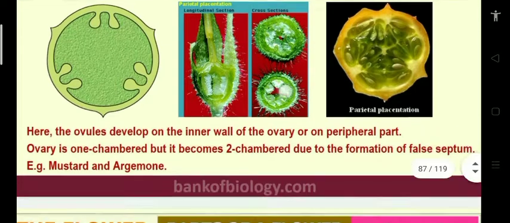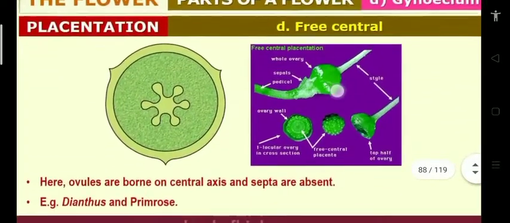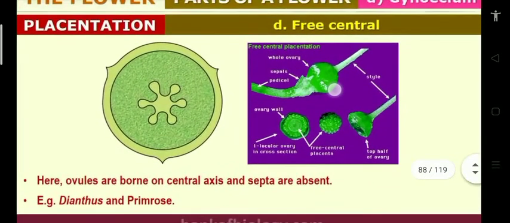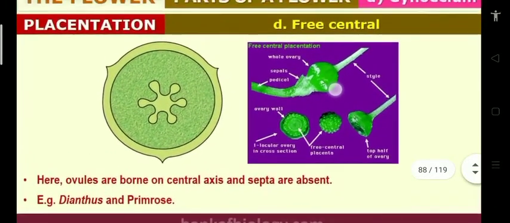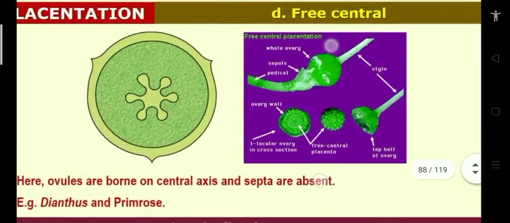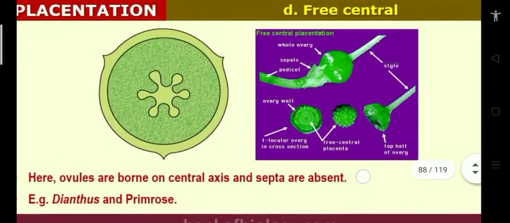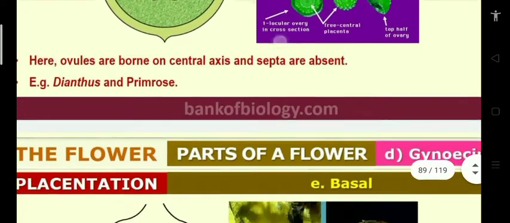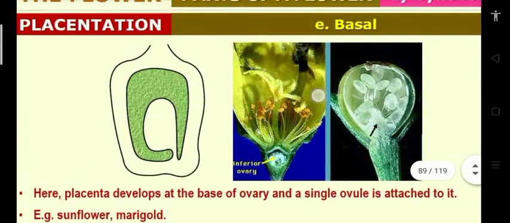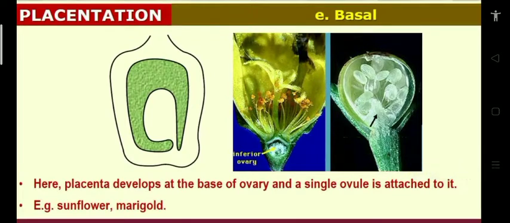Next, free central placentation. What is free central placentation? Ovules are present on the center, borne on the central axis, but septa are absent, meaning no cross walls. Examples: dianthus and primrose. Next, basal placentation. Here the placenta develops at the base of the ovary, and a single ovule is attached to this part. Examples: sunflower and marigold. This is basal placentation.